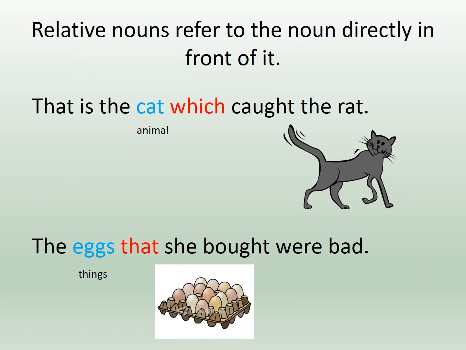First of all, relative nouns or relative pronouns refer to the noun directly in front of it. For example, that is the cat which caught the rat. So, which is used for things. I use which or that for things or animals. The eggs that she bought were bad. So, I use which and that with animals and things.